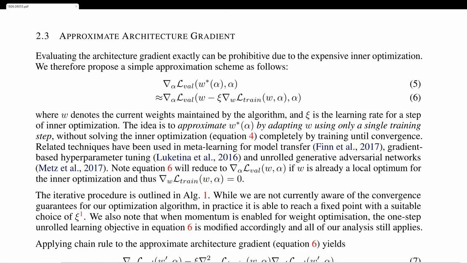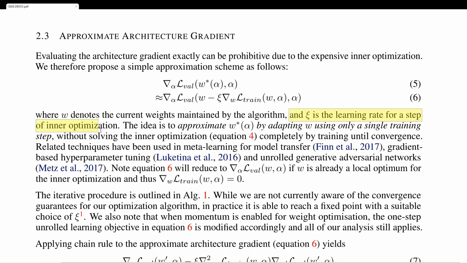2.3, approximate architecture gradient. Evaluating the architecture gradient exactly can be prohibitive due to the expense of inner optimization. We therefore propose a simple approximation scheme as follows. The gradient with respect to alpha of the validation loss with the optimal weight and the given alpha is approximately equal to the gradient of the validation loss with weight w minus xi times the gradient of the training loss with the given weight and the given alpha, where w denotes the current weights maintained by the algorithm and xi is the learning rate for the step of the inner optimization.